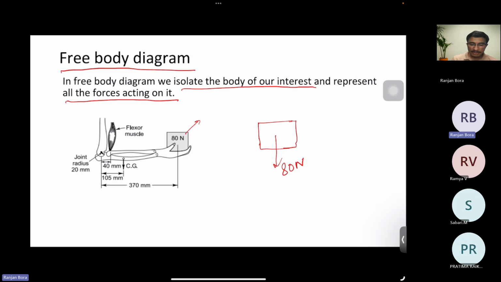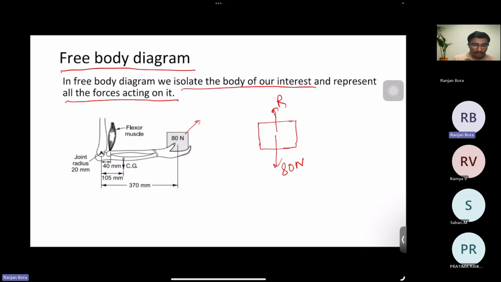And since this block is supported by the hand, there will be one reaction force which will act on this block from the support of the hand. So we can say these are the reaction forces. These are the two forces which will act on this block, if we isolate this block.